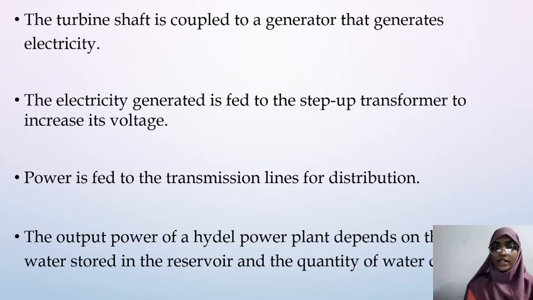The electricity generated is fed to the step-up transformer to increase its voltage. Power is then fed to the transmission lines for distribution. The output power of a hydropower plant depends on the water stored in the reservoir and the quality of water.